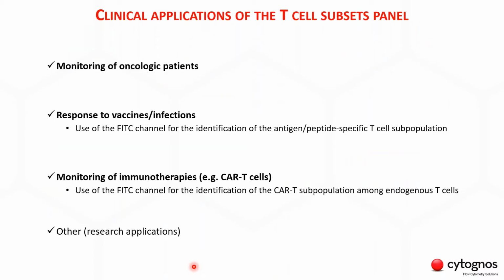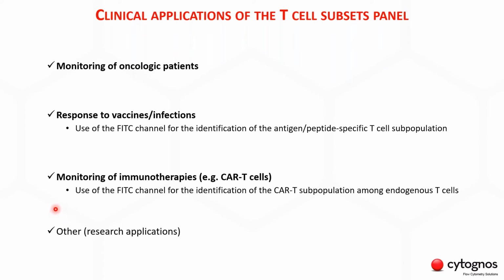But what is the aim of this panel? What can be the potential uses for this combination? Firstly, monitoring oncohematologic patients, taking into account that the memory T-cell subpopulation can change during the response to the tumor. Another important aspect is to measure the response to vaccine or infection. In this context, the FITC channel can be used for the identification of virus-specific T-cell populations. Also, in a similar manner, the free FITC channel could be used for the separation of CAR T cells from the endogenous T cells, and this could be one of the most important intended uses of this kit.